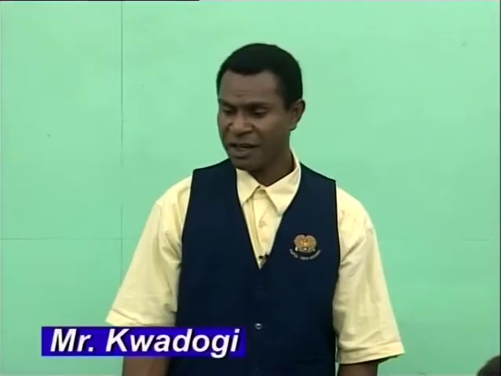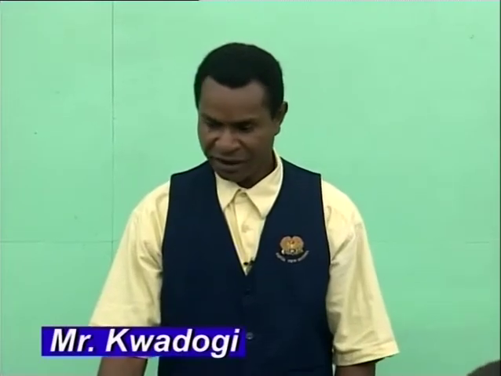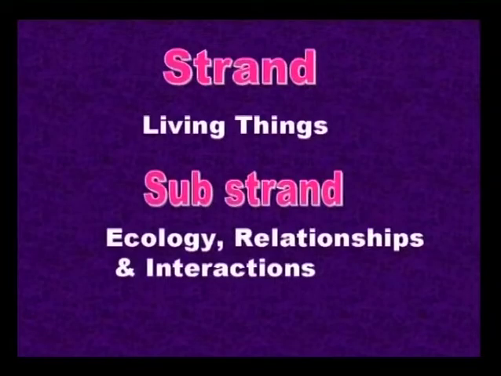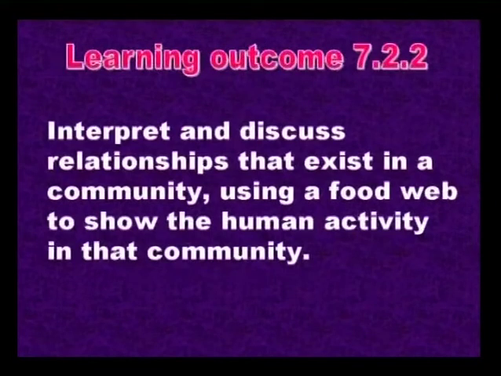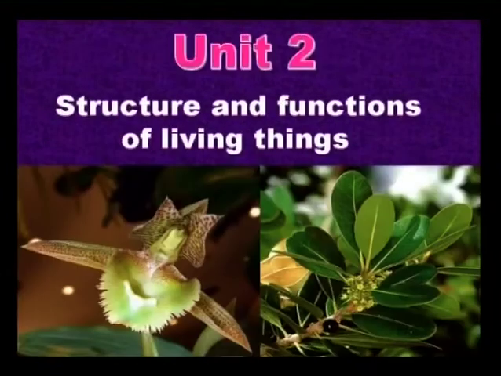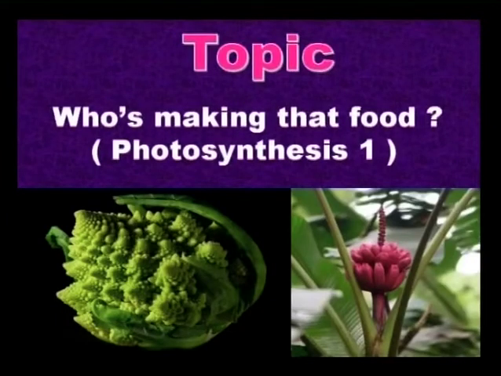Right, teachers, we are still on the same strand, living things, substrand ecology, relationship, and interaction. In outcome 7.2.2, interpret and discuss relationships that exist in a community using a food web to show the human activity in that community. We are on Unit 2, Structure and Functions of Living Things. Today's topic is who's making that food? We'll be looking at photosynthesis 1, which is the first lesson.